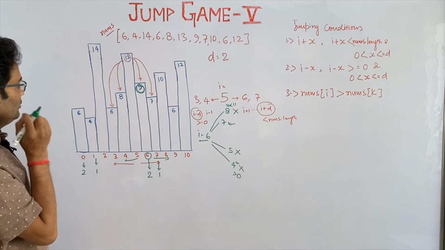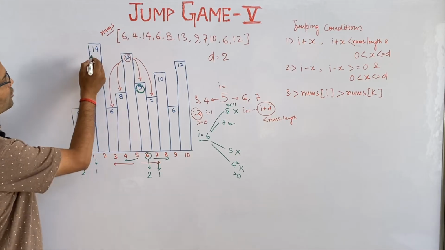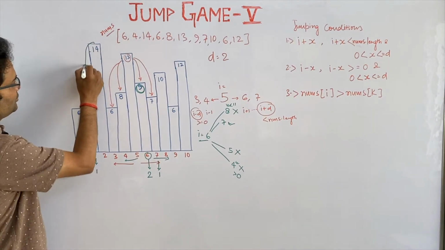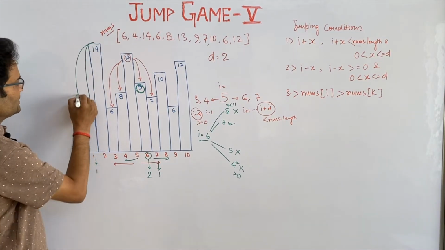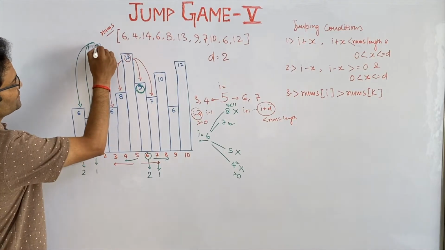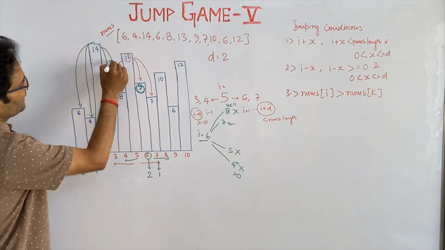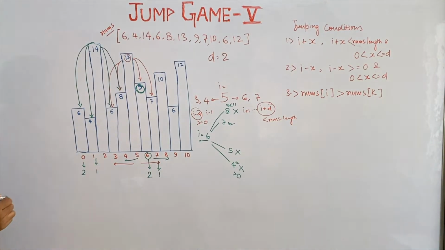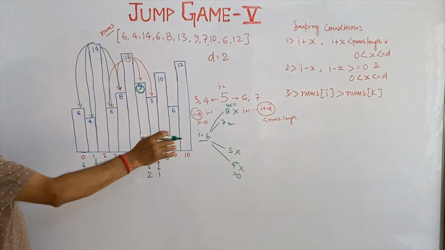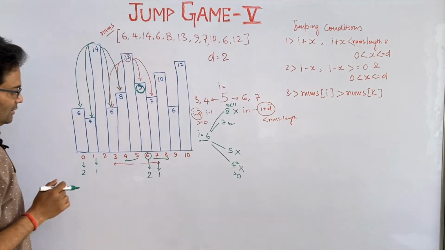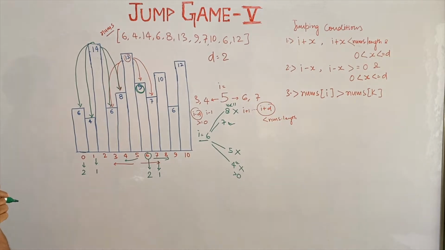Now from the 14 you can see, this is an interesting one. From 14 I can jump to 4, I can jump to 6, I can jump to this 6 also, I can jump to 8 also. It satisfies all the conditions 1, 2, 3. Then which one you have to choose? The one from where you can get the maximum jump, right?